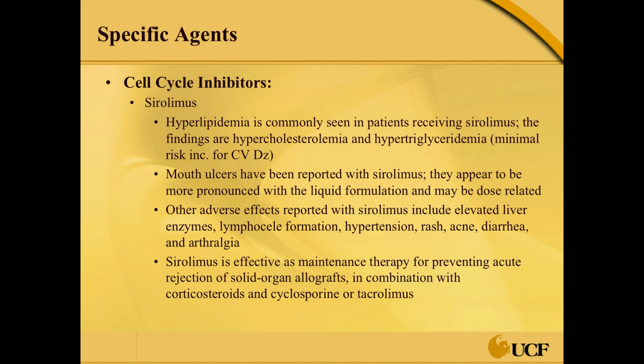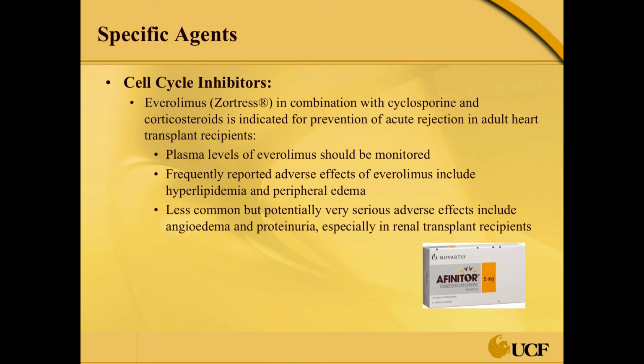Sirolimus is effective as maintenance therapy for preventing acute rejection of solid organ allografts in combination with corticosteroids, cyclosporine, or tacrolimus. All right, other cell cycle inhibitors include everolimus or Zortress. That's the brand name. And the other name for this is Afinitor. All right, there are two brand names of this particular agent.